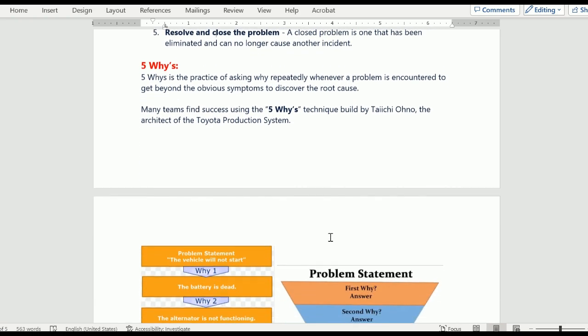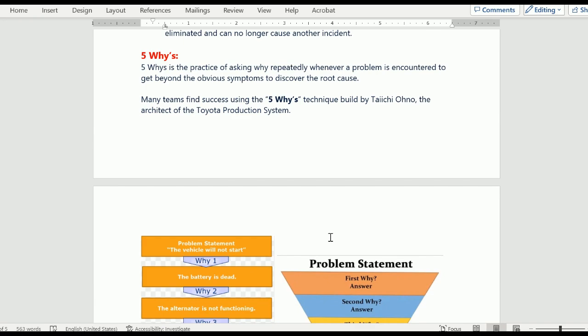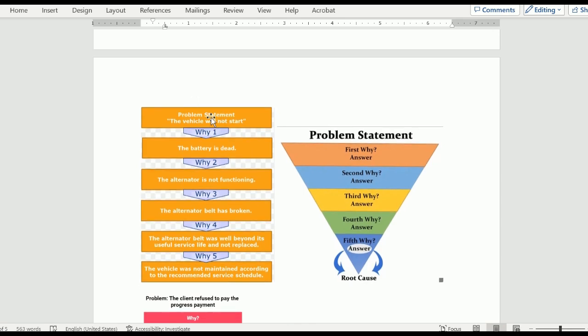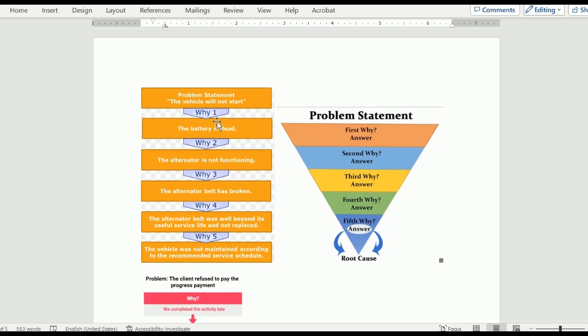Moving further to the 5 whys, this is very important. I have seen most organizations using the 5 whys to enhance the problem management process. Many teams find success using the 5 whys technique built by Taiichi Ohno. This person is from Japan, and he is an architect of the Toyota company. He developed this process. Let me tell you how these 5 whys work. Let's say the problem is the vehicle is not starting. So why? The battery is dead.